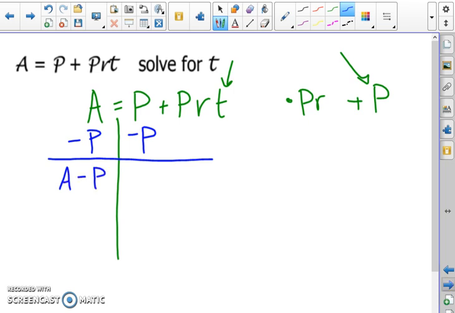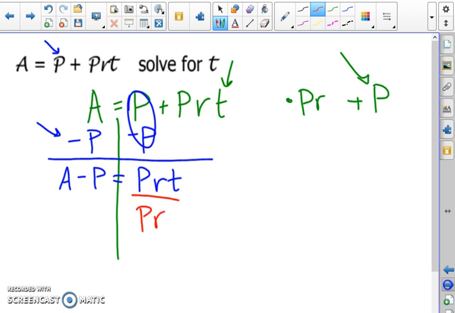And it's important, see how this is an uppercase P? Be careful that you write uppercase P, because sometimes you might have a lowercase letter along with that in your equation, and they're not the same thing. So be careful about that. Those cancel. PRT. We're solving for T, so we're going to divide by PR, divide by PR. T is equal to A minus P over PR.